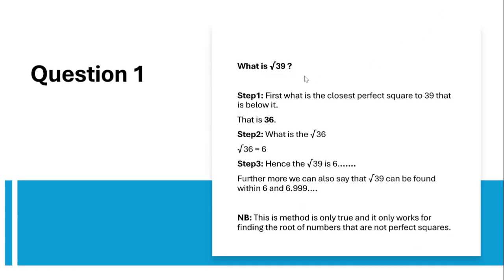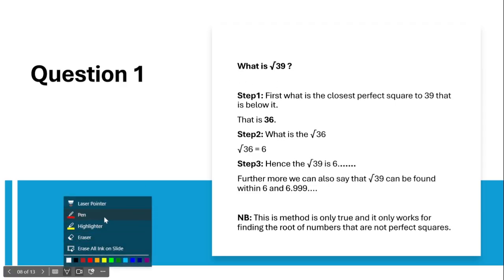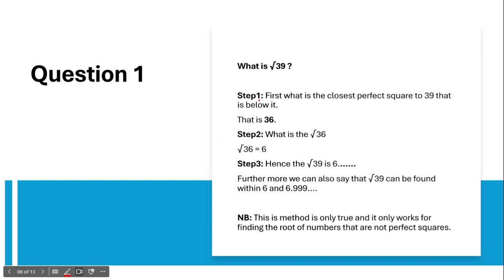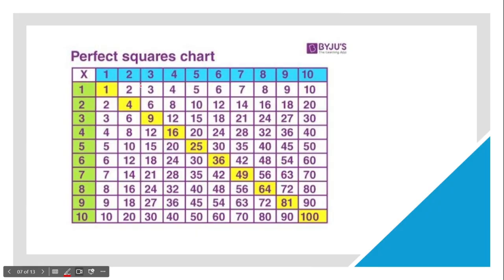Okay, we have our first question here, which says, what is the root of 39? So let us analyze the solution step by step. Step 1. First, what is the closest perfect square to 39 that is below it? So let us check our charts. These are the list of perfect squares from 1 to 100 in this yellow portion of this table. So where can we find 39 in this range?